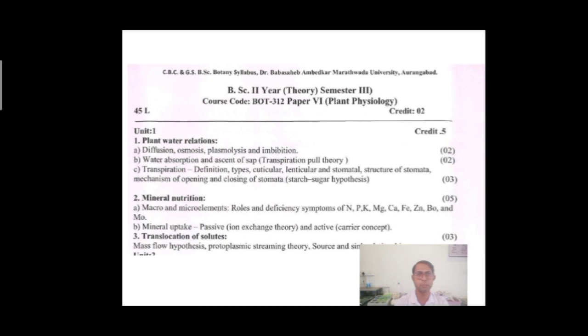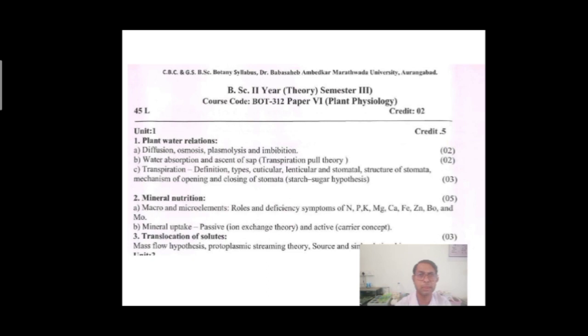Next, in the second part we are going to discuss mineral nutrition. These mineral nutrients include micronutrients and macronutrients, and their role, and what they cause if they are deficient in the environment or in the soil for the plants. What causes that particular deficiency, we are going to look at in this part. Along with that, how minerals are taken up by the plant, there are different theories which we are going to discuss in this part.